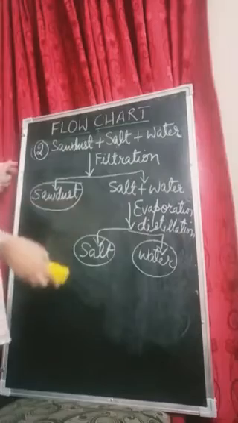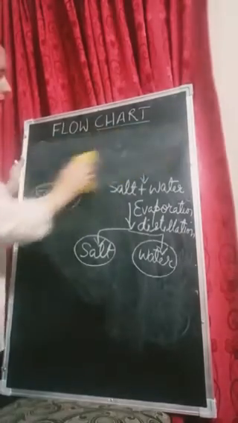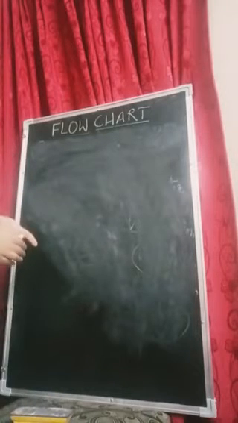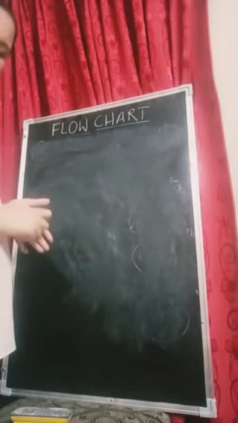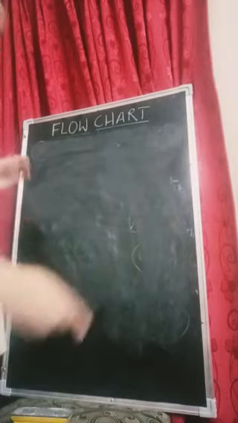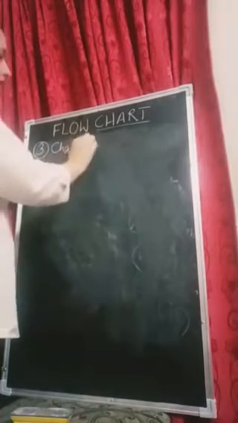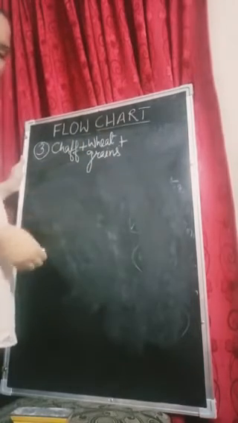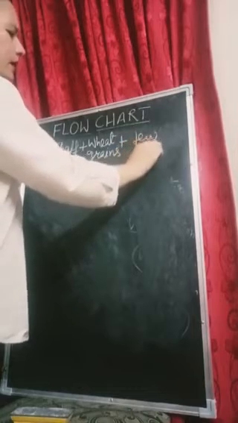Now the next mixture I'll take up. Every method we will try to include in these flowcharts. The third is chaff. I have a mixture of chaff plus wheat grains. Okay, wheat grains I have, or any type of grains you can have, plus few almonds. Okay, I have a few almonds in this mixture.